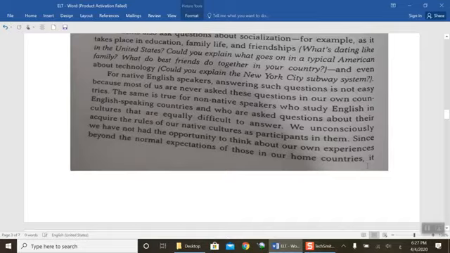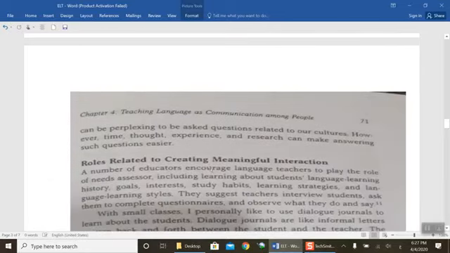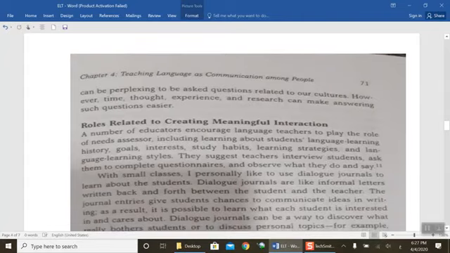Okay, I will finish with this. We arrive at the role related to creating meaningful. Next time I will talk about this, so please read this. It's very easy. Try to summarize the ideas, and if you have any question you can ask. They are clear in front of you. It is very easy. If you have any question, you can leave a comment.